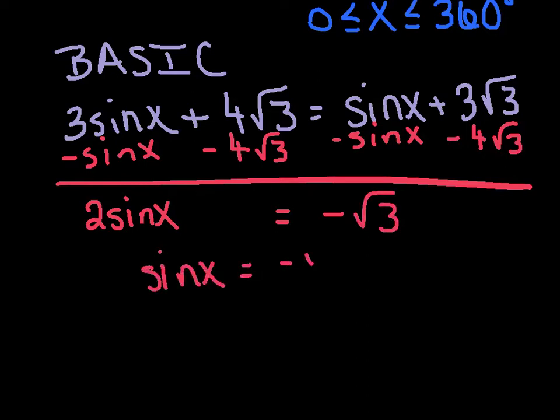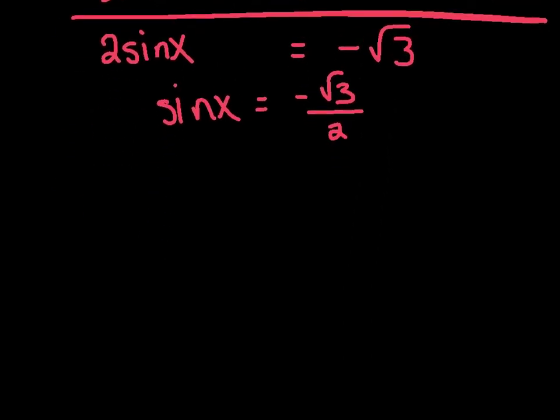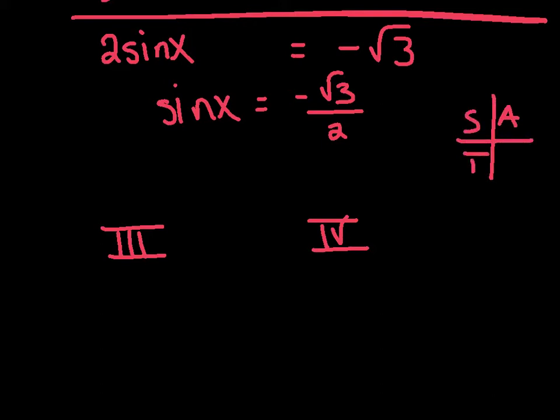Now, a couple of things here. We recognize that the value, radical 3 over 2, is negative. So my final solutions are going to be in quadrants 3 and 4 because according to All Students Take Calculus, sine is negative in the 3rd and the 4th.